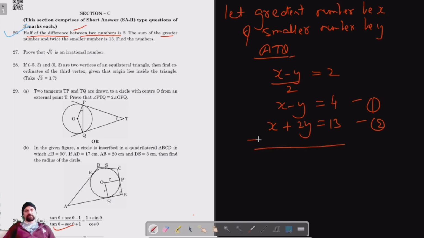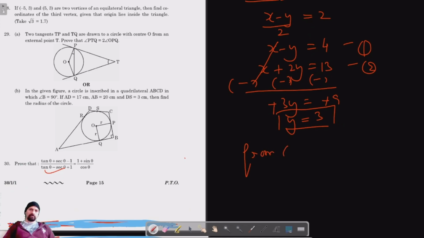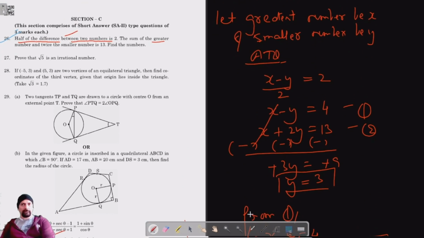And now the greater number plus twice of the smaller number is 13. And we can directly subtract these equations, which gives us minus 3y is equal to minus 9, 13 minus 4 is 9, and y is equal to 3. So y is equal to 3, and from 1 we can get the value of x. So x minus y is equal to 4, y is equal to 3, so x minus 3 is equal to 4, which gives x is equal to 7. So our two numbers are x is equal to 7 and y is equal to 3. So we are done with the 26th question.